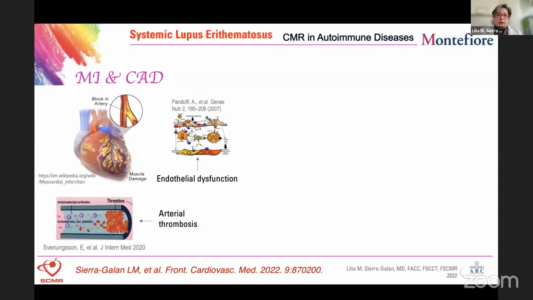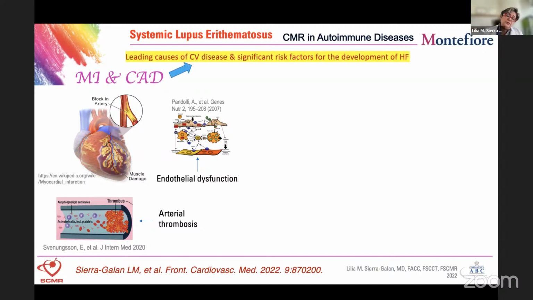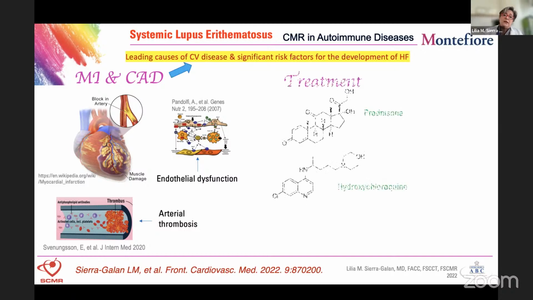And the pathophysiological mechanisms are endothelial dysfunction and arterial thrombosis. So with those mechanisms, in addition to the atherosclerosis that every patient, even with autoimmune disease, could have, they are the leading causes of cardiovascular morbidity and very important factors for the development of heart failure.